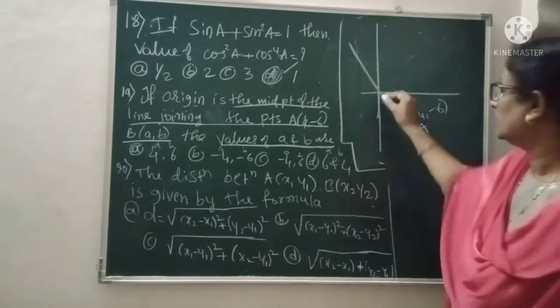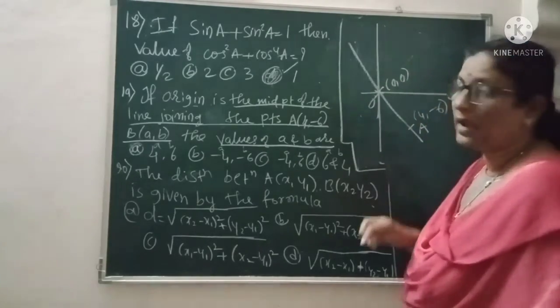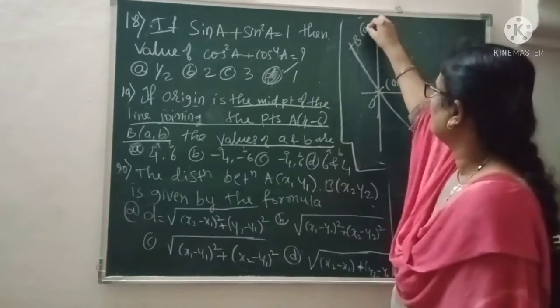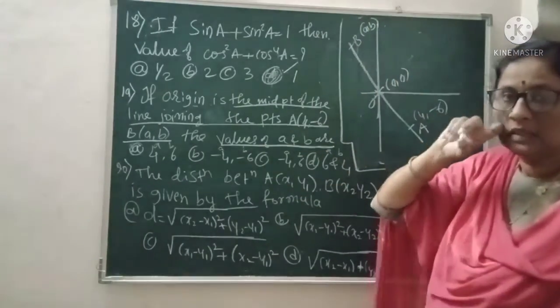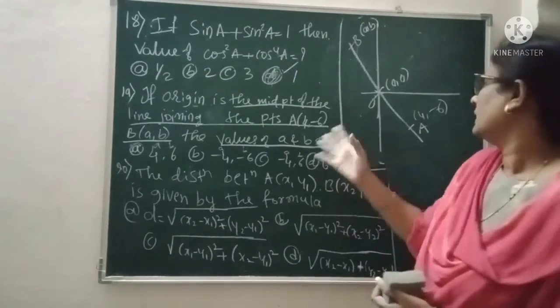4, minus 6, and this is the midpoint, the origin, and the coordinates of this one are 0, 0 as we know. B is the point with coordinates A and B. So this is the outlook of the layout of the sum. Okay. Next step is very easy.